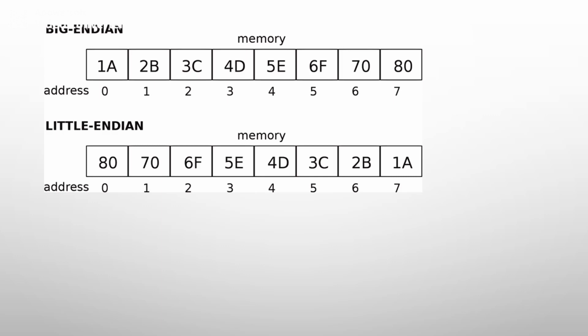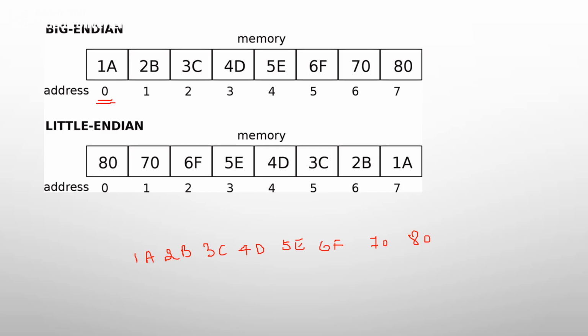So 1A, 2B, 3C, 4D, 5E, 6F, 70 and 80. So in the case of Big Endian assignment, we can observe that the 0th location, that is the lower address byte, we can store the higher byte of data.